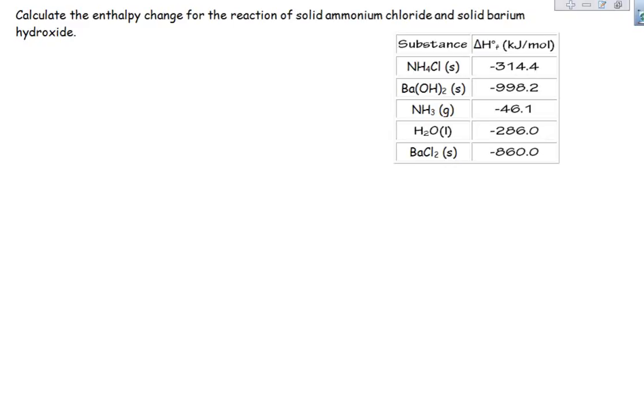All right, let's try another one of these bad boys. Let's calculate the enthalpy change for the reaction of solid ammonium chloride and solid barium hydroxide. We're going to do this one in class. It's really interesting. Blast from the past. Let's write this balanced equation.